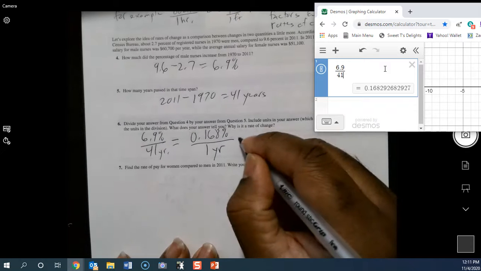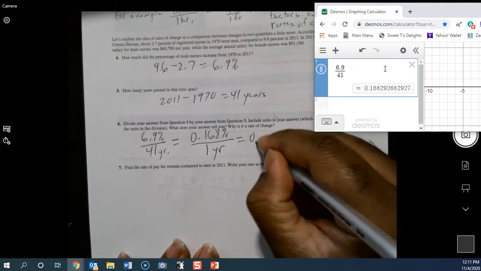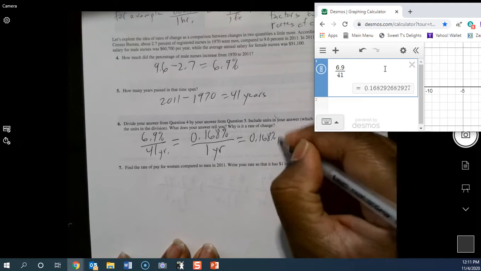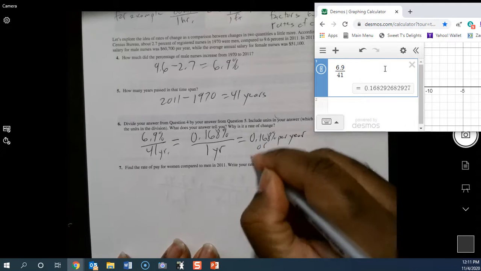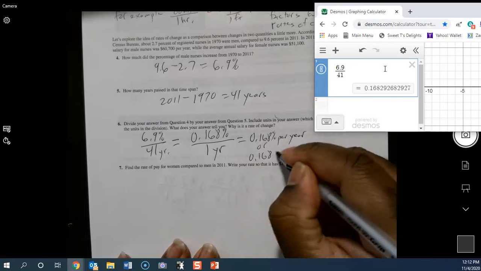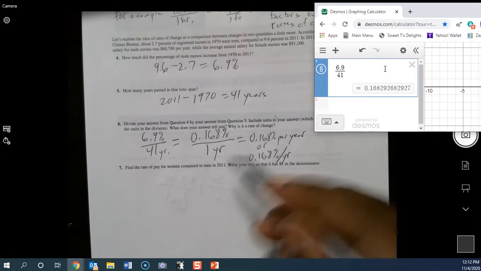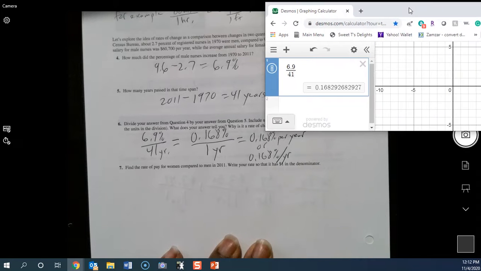And then we could rewrite this. A lot of times you will see it written like this as 0.168% per year. Or you could see it as 0.168% divided by year. And these all mean the same thing. Okay, now, let me move this out the way.